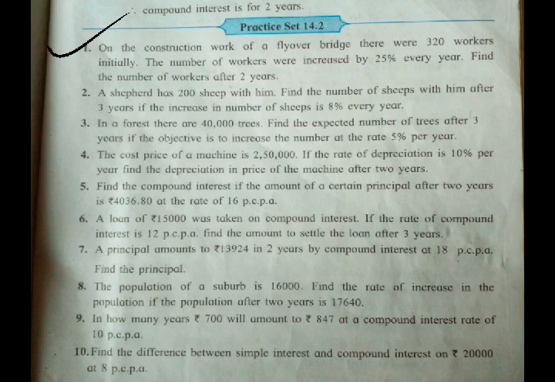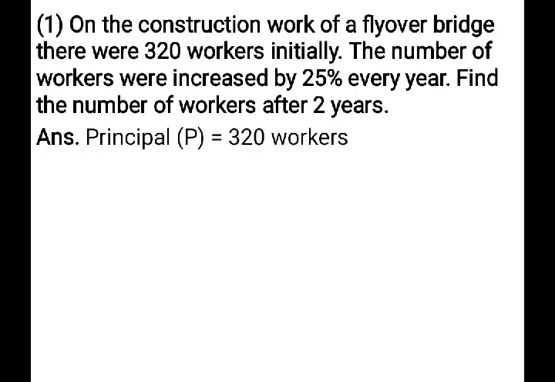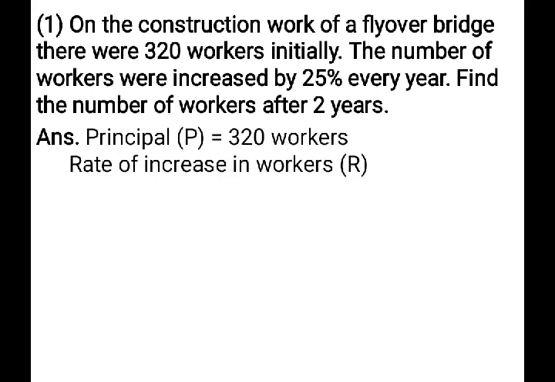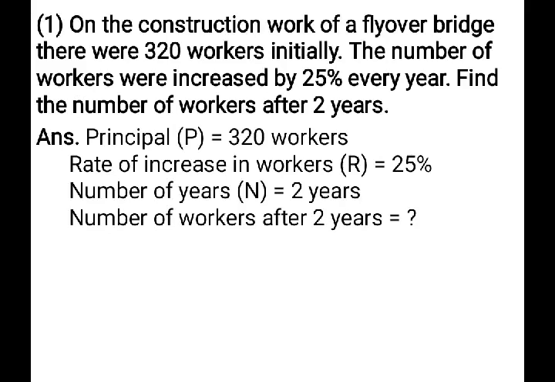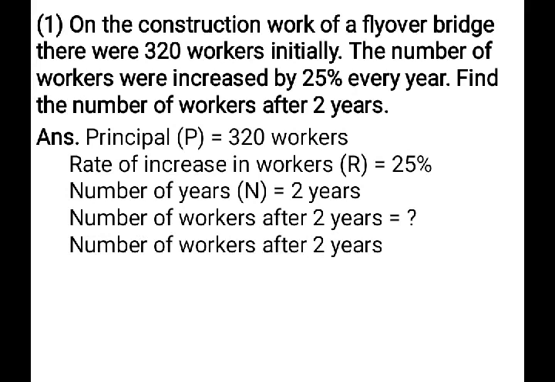On the construction work of a flyover bridge, there were 320 workers initially. The number of workers was increased by 25% every year. Find the number of workers after 2 years. Principal P is equal to 320 workers. Rate of increase in workers, meaning rate of interest, is equal to 25%. Number of years N is equal to 2 years. You have to find the number of workers after 2 years. The number of workers after 2 years is equal to the amount. You have to use the formula of amount of compound interest and then you will get the answer.